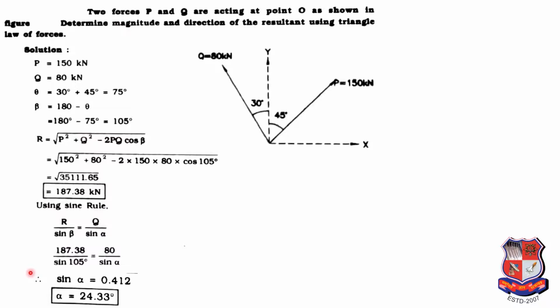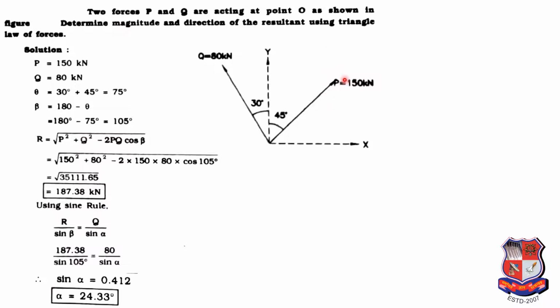So here you focus. Two forces P and Q are acting at a point O as shown in figure. Determine magnitude and direction of the resultant using triangle law of forces. Okay. So here, as per our previous discussion, we have to focus on what is given and what we have to find. Two forces P and Q are acting at point O as shown in figure. Determine magnitude and direction of resultant using triangle law of forces.